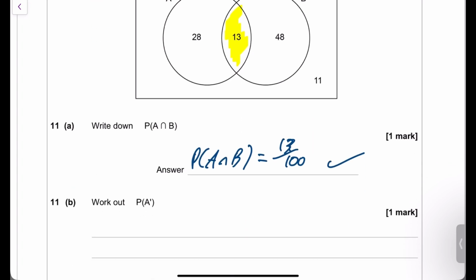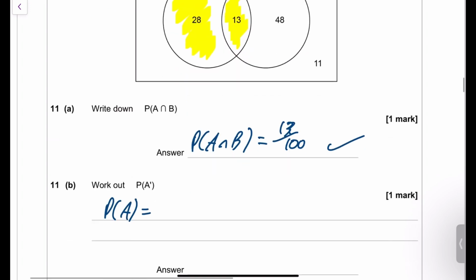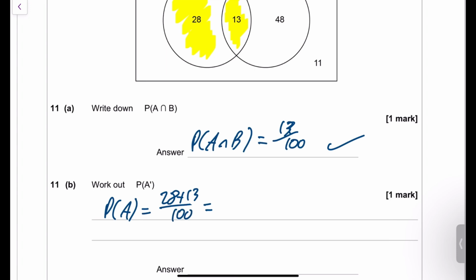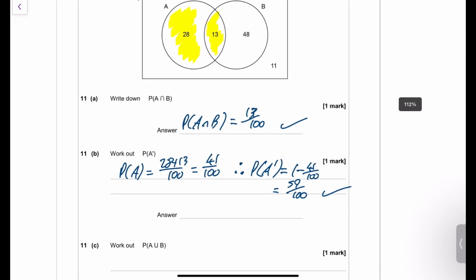Work out the probability of not A. To work this out, write down the probability of A. A is this whole thing here, so 28 plus 13 over 100. What is 28 plus 13? 20 plus 10 is 30, 8 plus 3 is 11, and 30 plus 11 is 41. So 41 over 100. Those three wee dots mean therefore, so your not A will be 1 minus 41 over 100. Cancel down if you can, but that's going to be 59 over 100. Can't cancel down. That's a bit of work to do for 1 mark, isn't it?